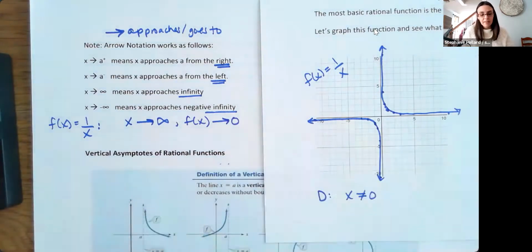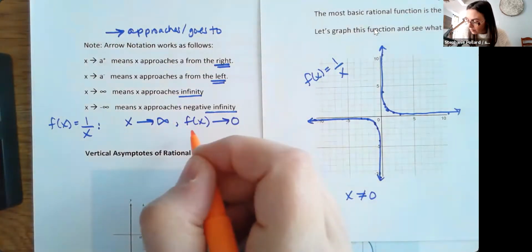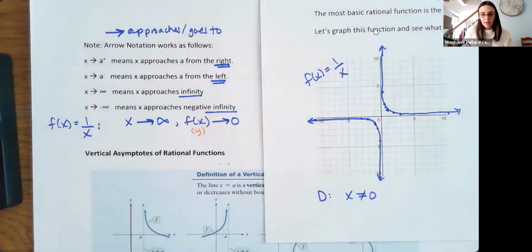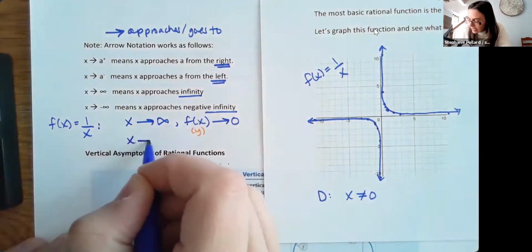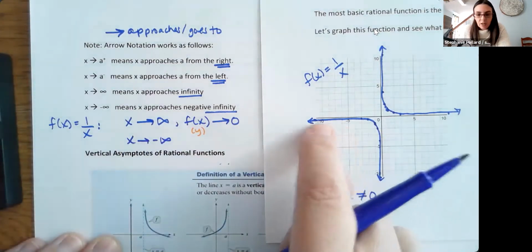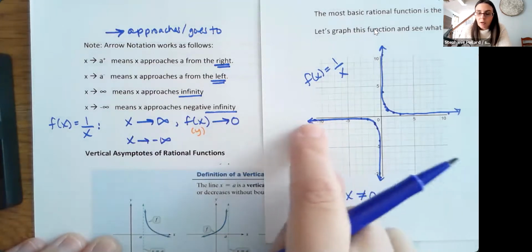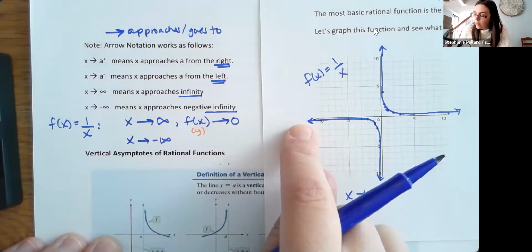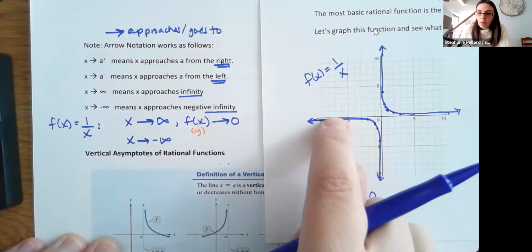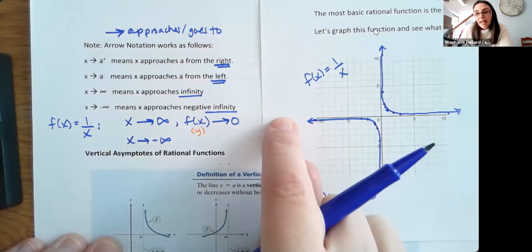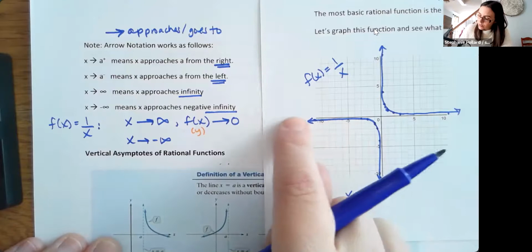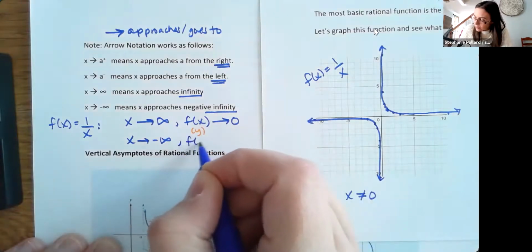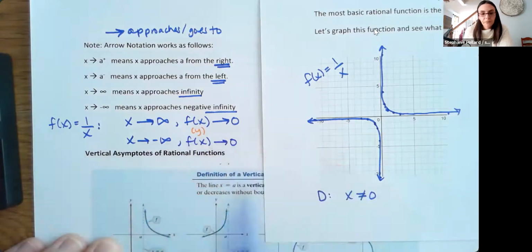Now remember, f of x is the same thing as y. So we're looking at the y value here. Now, as x goes towards negative infinity, meaning we're going in this direction, x is getting smaller and smaller and smaller. Well, what's happening with the y values? Again, those y values are approaching 0, right? They're still negative, but they're getting closer and closer and closer to 0. So again, f of x goes towards 0 here.